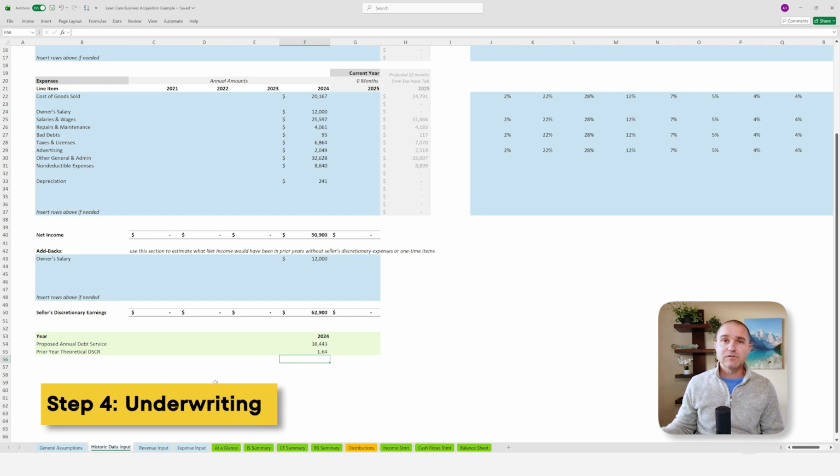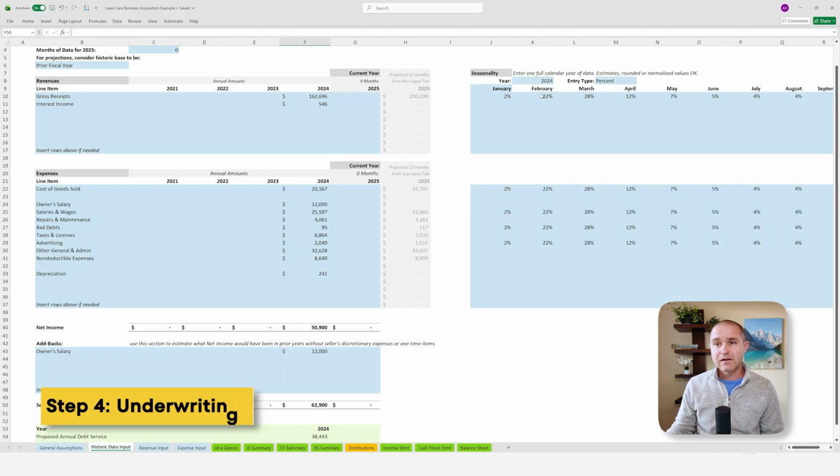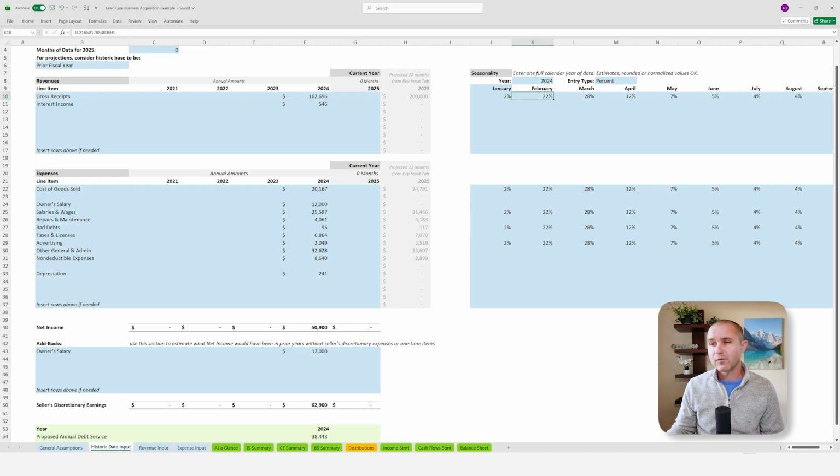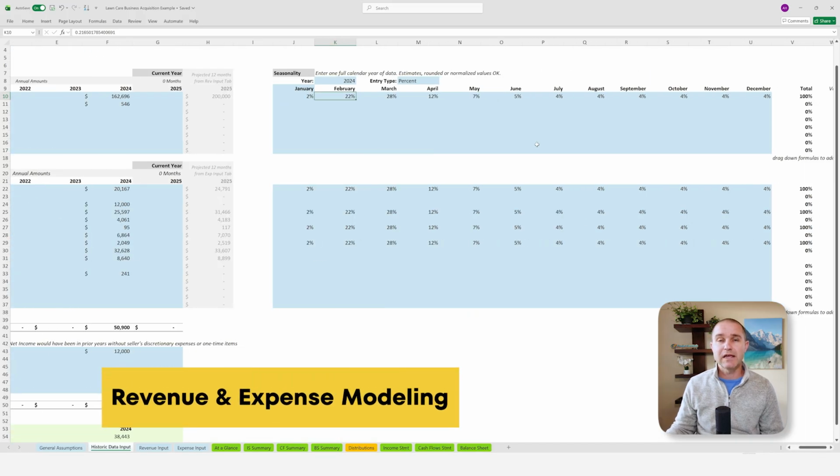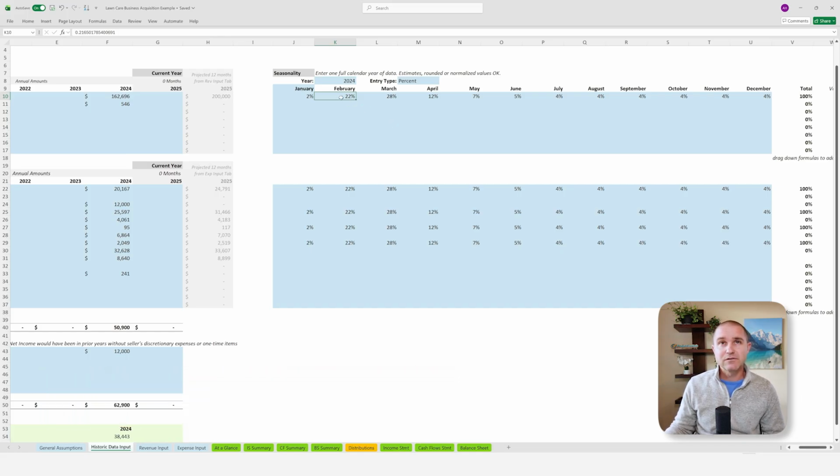Now, something that was really unique about this, you'll see some seasonality here. Before we actually went to underwriting, we had to help create the rest of the projections and the business plan for this deal. What you'll notice is that this is very seasonal in nature. 22% of the annual revenue comes in February, 28% in March. It's not really lawn care or landscaping. It was really more of a lawn fertilization, lawn spraying company.